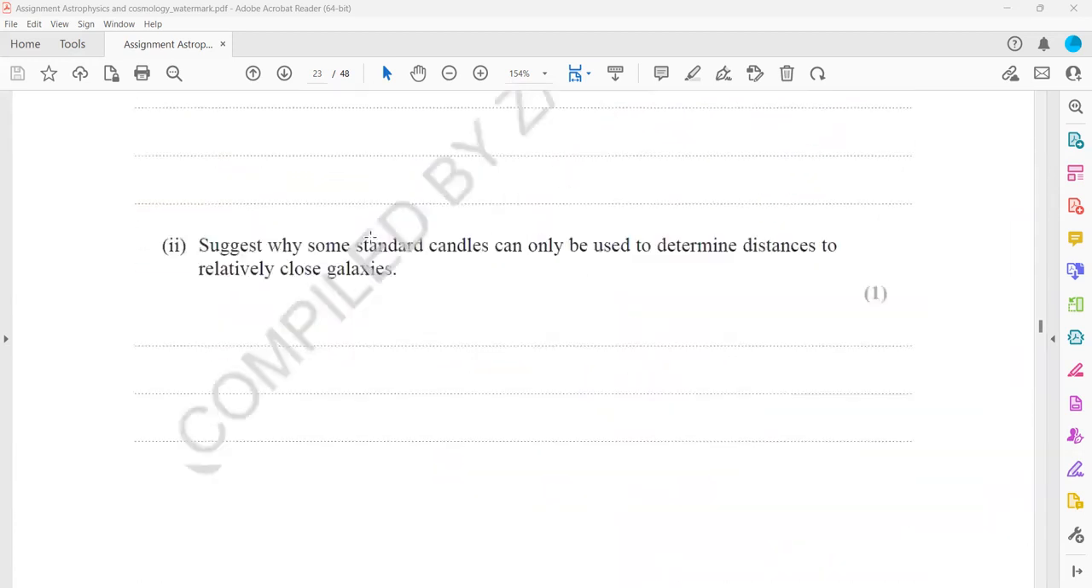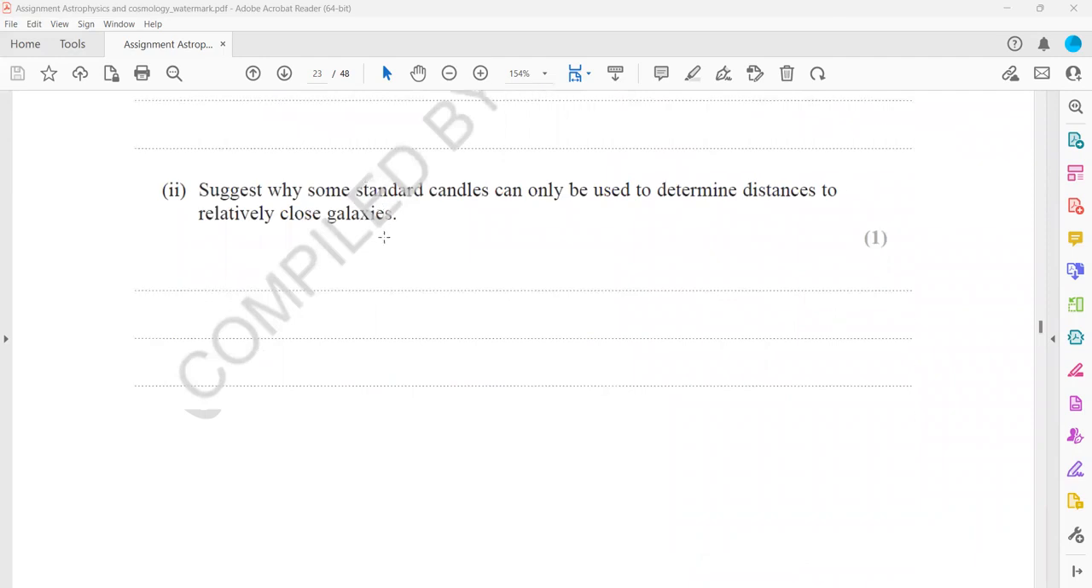In part, to suggest why some standard candles can only be used to determine distance to relatively close galaxies. The idea is that for more distant galaxies, when the galaxies are too far from us, it will be difficult to measure the flux. The flux or intensity will be too small. If the object on which we focus is too far from us, we will receive only a very small amount of light from it.